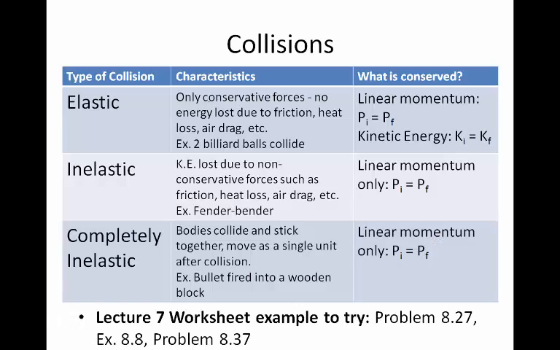Okay. There are 3 kinds of collisions that we're going to learn about. The first is an elastic collision. This is characterized where there's only conservative forces acting, no energy loss due to friction, heat, air drag, etc. So any real-world collision is not an elastic collision. The best example I could give you where a real-world example acts like an elastic collision would be 2 billiard balls that collide together, or the previous example where we had 2 carts on a frictionless air track. They're going to act as about as elastically as possible.